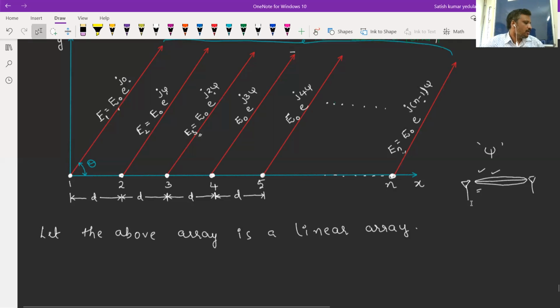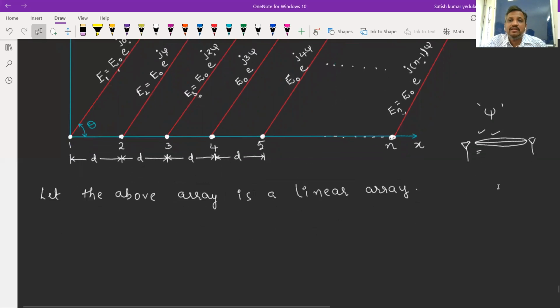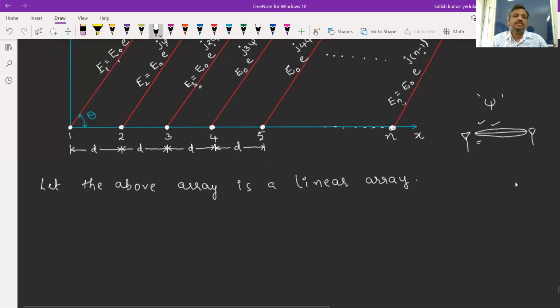Okay, so now let us try to find out the total electric field intensity first. It is very clear from the diagram that E1, which is due to antenna 1, is equal to E naught into e power j0, as we know very well. It is not e power j1, right? And E2 is equal to E naught. Why in both cases is it E naught? Because they are excited with currents of equal amplitude.